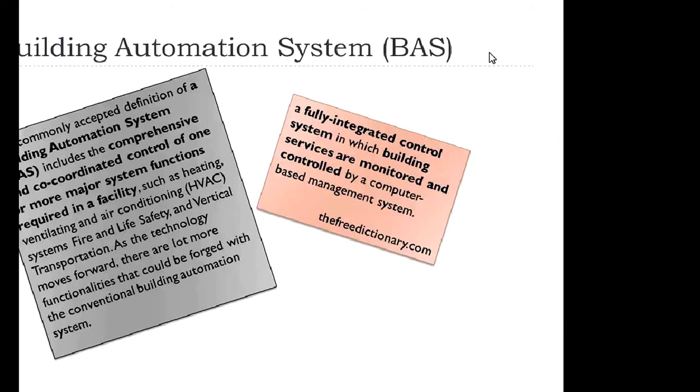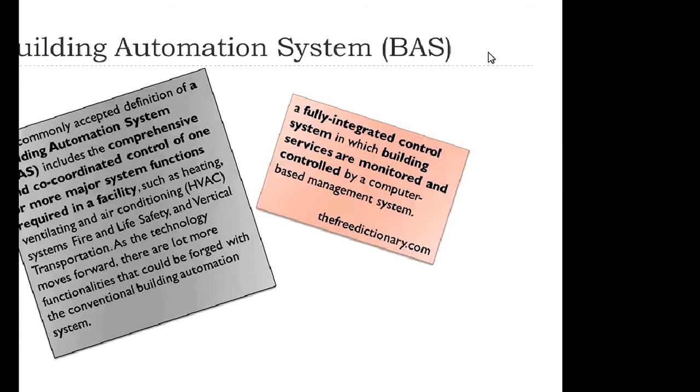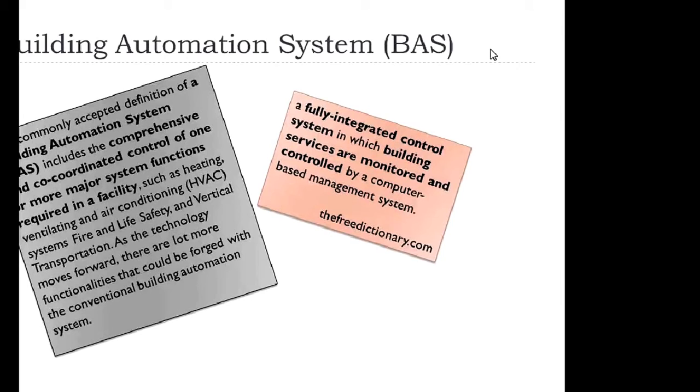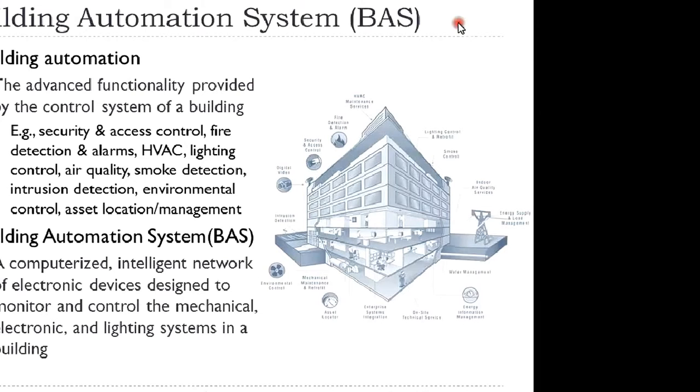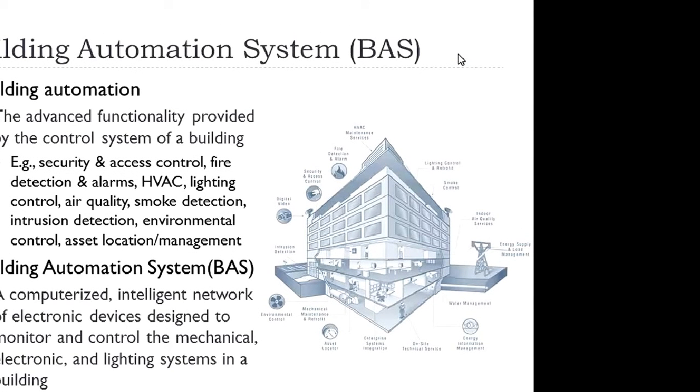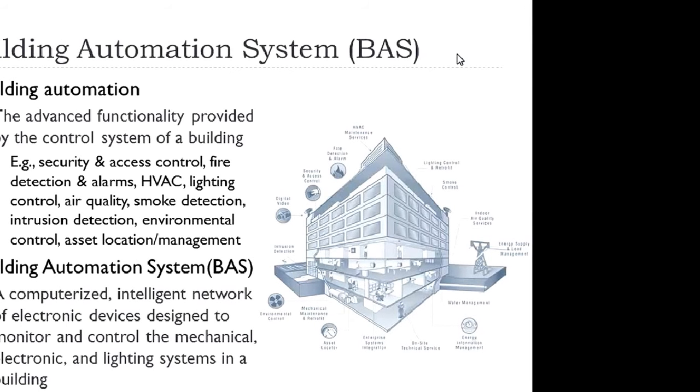And if we look also at the free dictionary definition, which is much shorter than the one for home automation, it says a fully integrated control system in which building services are monitored and controlled by a computer-based system. So, in turn, another time, control through a computer. So if we try to define in the same way of home automation, the building automation, we get a really intersection between the two. Because we can separate building automation from a building automation system, like in the home case, and the functions are very similar.